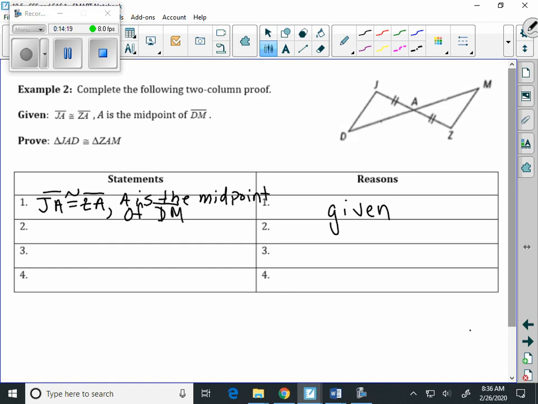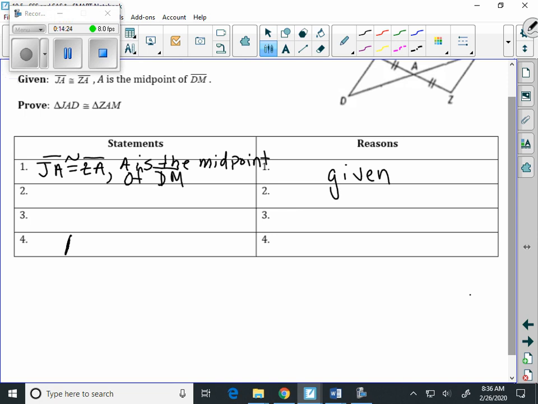We can also fill in what we're trying to prove, and that's at the bottom here. That triangle JAD is congruent to triangle ZAM, and once we get that filled in, what I might recommend to you is put in a couple of reasons and go back and fill in the rest.